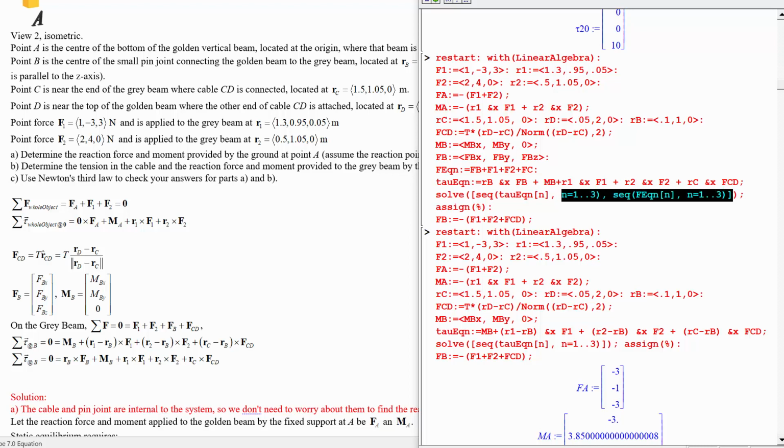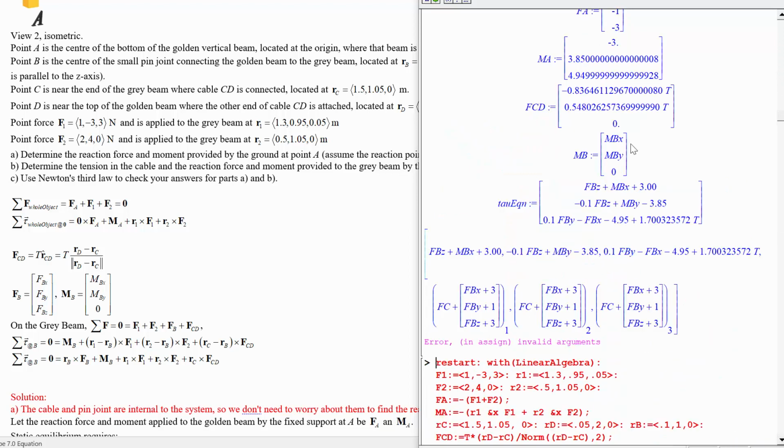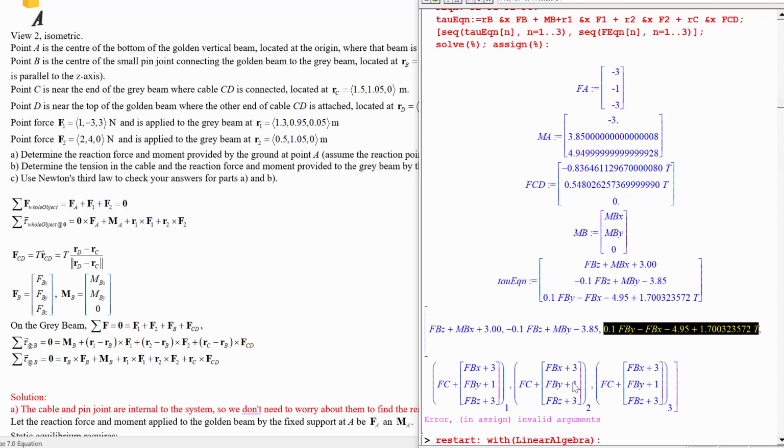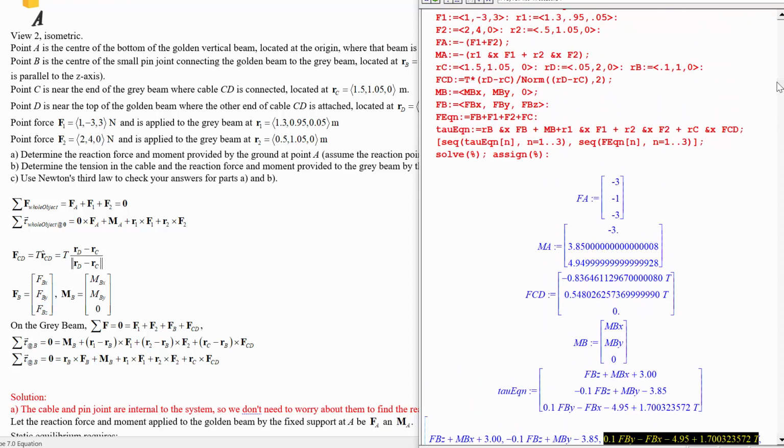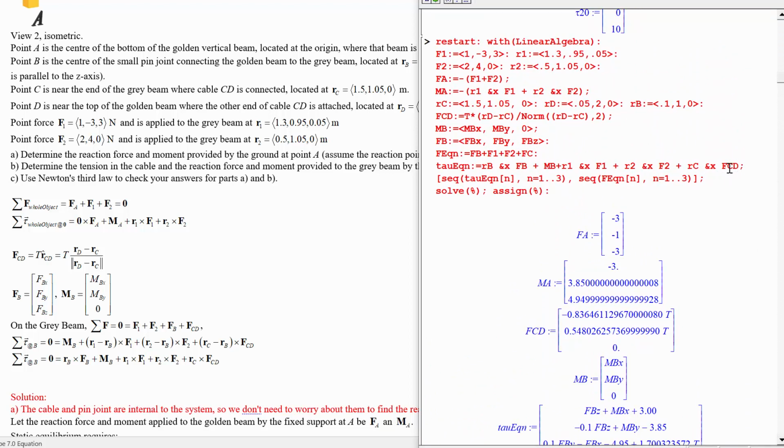So sequence F equation as well. Maybe let's just put this on its own line to see what we're getting there. Okay. So we've got all the different force equations and what should have been the torque equation, but it looks like we messed up. So we've got FC, and it's not sure what that is. I might have erased the wrong part in here. Okay, let's see. Oh, FCD is what this was supposed to be.